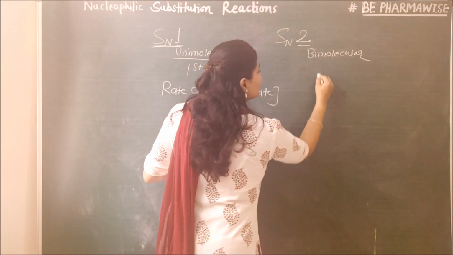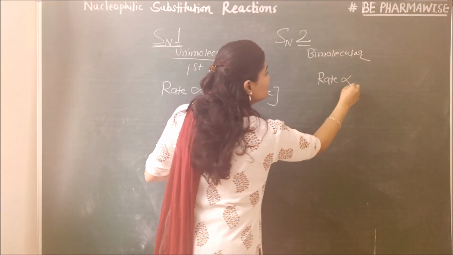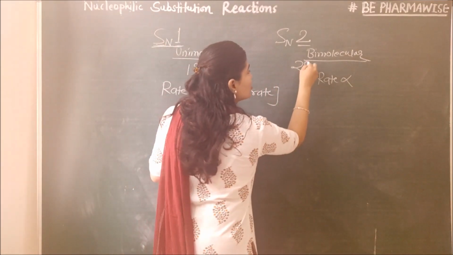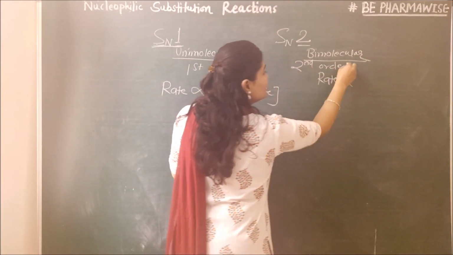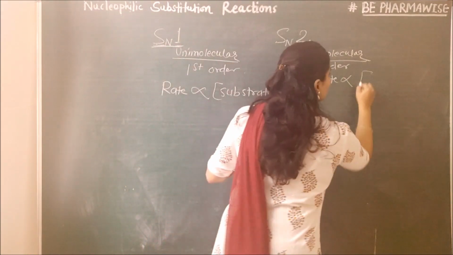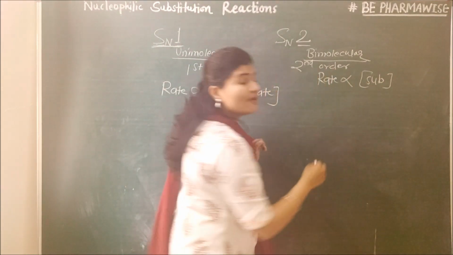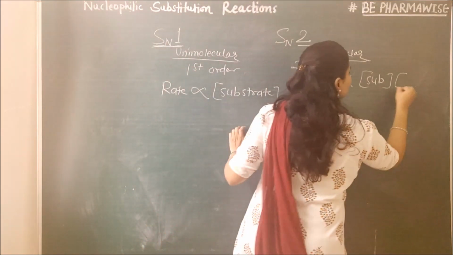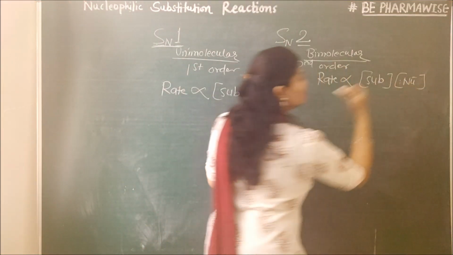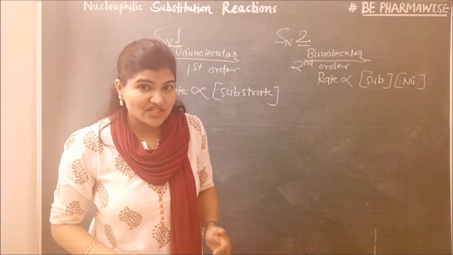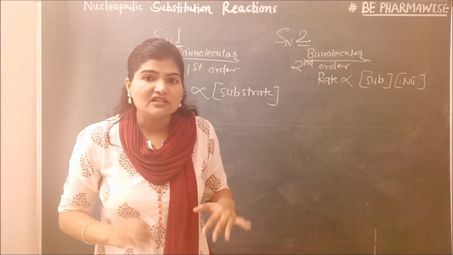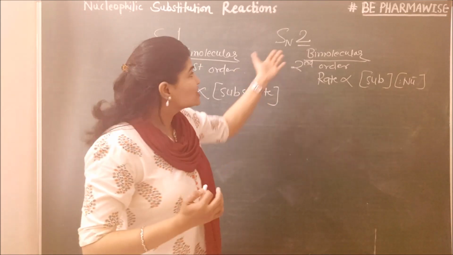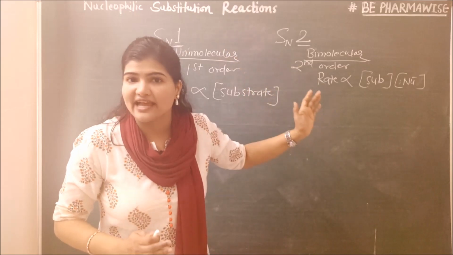Similarly, here 2 means the rate of the chemical reaction is second order, and the rate depends on the concentration of not only the substrate but also the reagent, and here the reagent is none other than your nucleophile. So if the rate of reaction is directly proportional to the concentration of the substrate as well as the reagent, which is the nucleophile, then the reaction falls under the SN2 reaction mechanism.